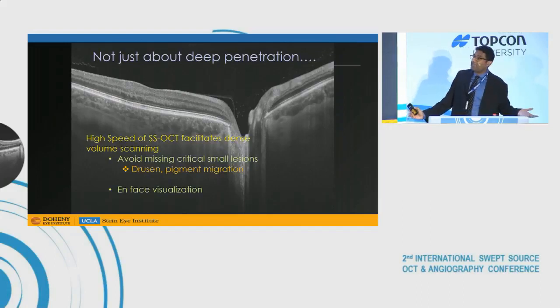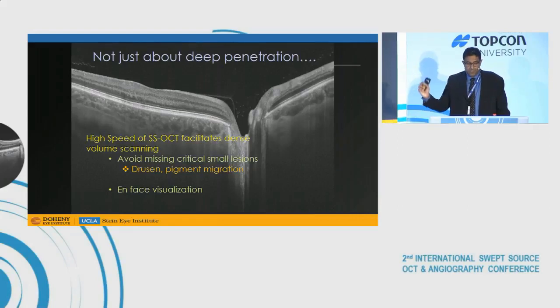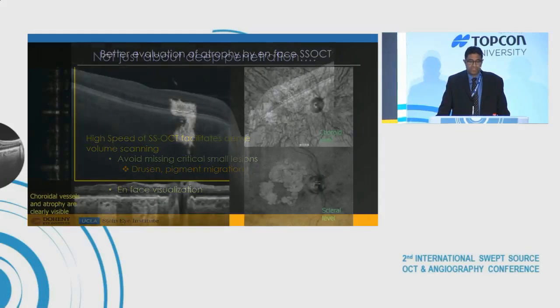But I also want to emphasize that it's not just about the deeper penetration. The other relevant advantage, and I'm going to make that point through some of the work I'm going to show, is the dense volume scanning, which allows us to avoid missing critical small lesions, including features like pigment migration that seem to be very relevant. It also allows us to construct en face images of the retina and choroid, which I think are very relevant to AMD moving forward.